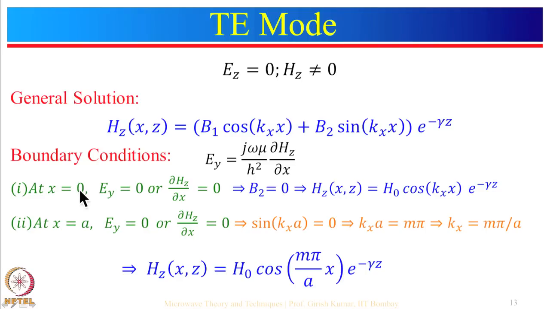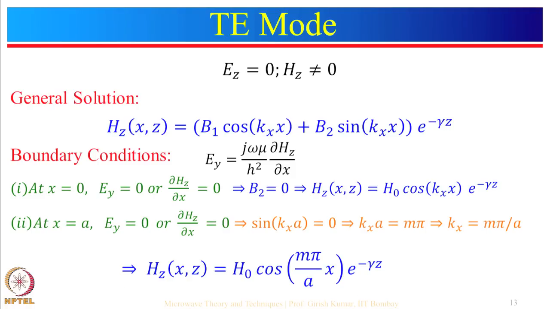So, put x equal to 0 and make del Hz by del x equal to 0, then we will get B2 equal to 0. And the magnetic field reduces to Hz is equal to H0 cos kx x e raised to minus gamma z. Now, apply the second boundary condition, which is at x equal to a, Ey equal to 0, or at x equal to a, del Hz by del x equal to 0. By applying this condition, we will get sin kx x is equal to 0, which means kx is equal to m pi by a. Now, put this value in this equation. So, we will get the longitudinal magnetic field Hz is equal to H0 into cos m pi by a into x e raised to minus gamma z.